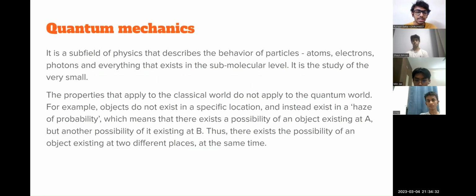Quantum mechanics is a subfield of physics that describes the behavior of particles, such as atoms, electrons, photons, and everything else that exists at the submolecular level. The laws that apply to the classical world do not apply to the quantum world. For example, we have the idea of superposition. Objects do not actually exist in a specific location, and instead exist in a haze of probability, which basically means that an object can exist at A, but also have a possibility of existing at B, which means that we will not know where it actually exists until we have measured the system.